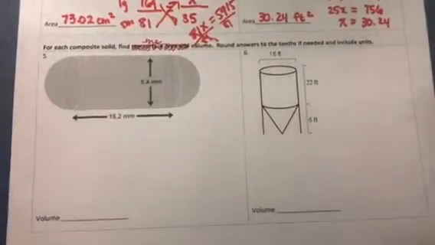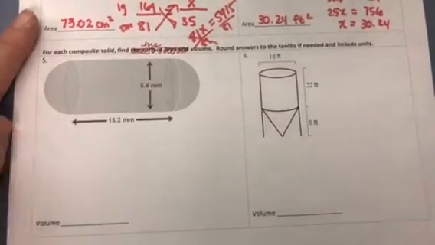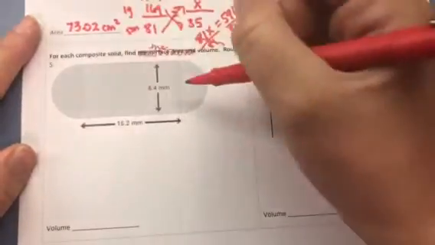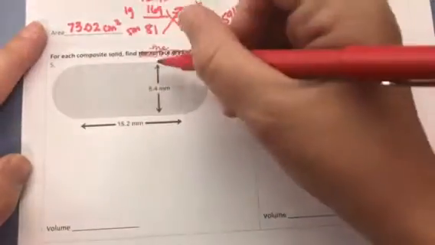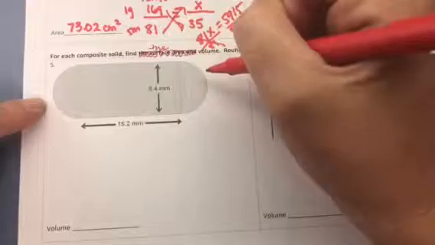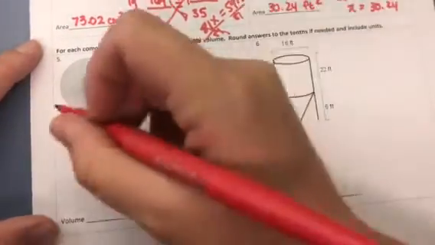The last two quiz problems are composite solids. Just like we did on the second day of class, I'm going to break this solid down into two shapes I know. I see a cylinder in the middle with two hemispheres, so half spheres, and they have the same diameter, 8.4. If we put the two hemispheres together, we'd get one sphere. So instead of finding two hemispheres, I'm just going to find the volume of one sphere.